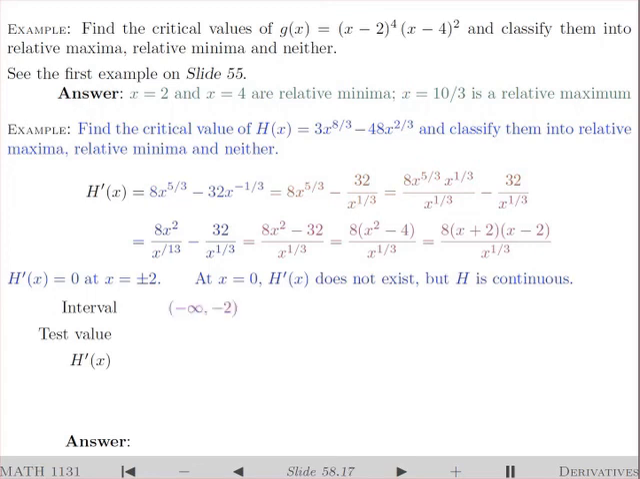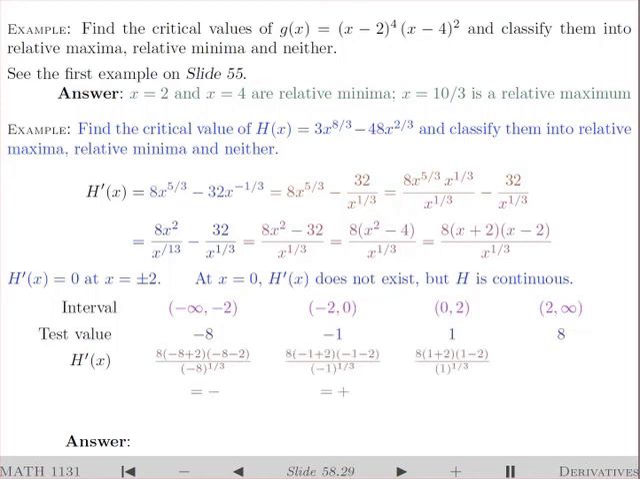Left to right, my intervals will be negative infinity to negative 2, negative 2 to 0, 0 to 2, and 2 to infinity. As usual, I will do the sign chart by doing test values. I picked 8 and negative 8 so I can do the cube roots. There is a cube root in the denominator. At negative 8, the numerator is positive times negative times negative. The denominator is negative, so the whole thing is negative. You can go through and do this for each of the other intervals.